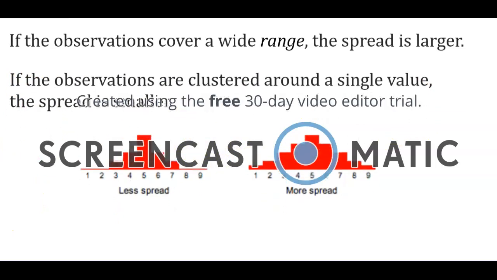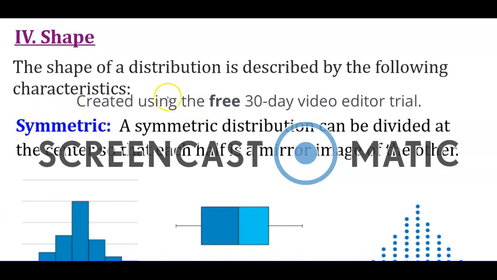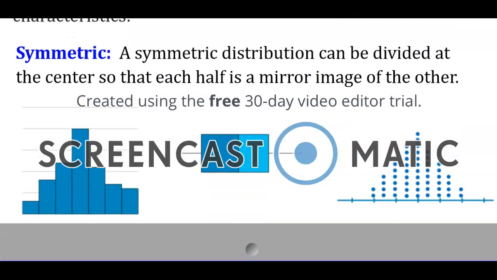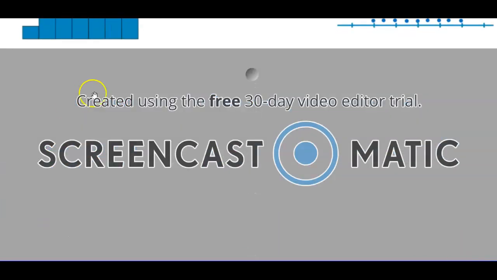Okay, next up. The shape of a distribution is described by the following characteristics. The first term is symmetric. A symmetric distribution can be divided at the center, so half is on one side and half is on the other. That's a symmetric thing. It doesn't have to be perfectly symmetric, but you want it to be relatively close.